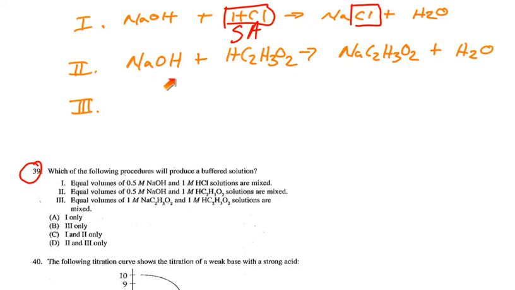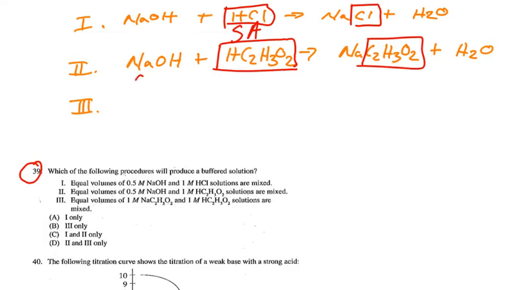Let's look at 2. So in 2, we have sodium hydroxide with acetic acid. It's going to make sodium acetate and water. Now we definitely have a chance for a buffer here because we have a weak acid, acetic acid, and its conjugate base, which is acetate ion. Whether or not we have a buffer, though, depends on if we have both of these left over in the reaction. So let's see, we're talking about equal volumes.